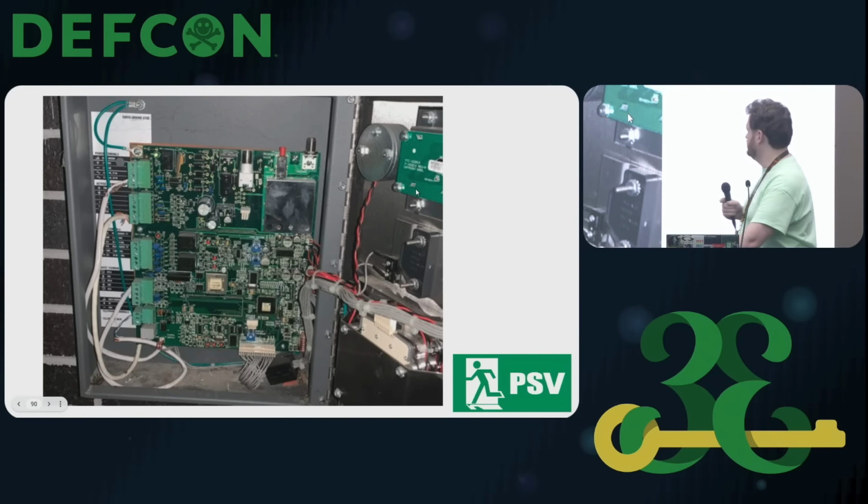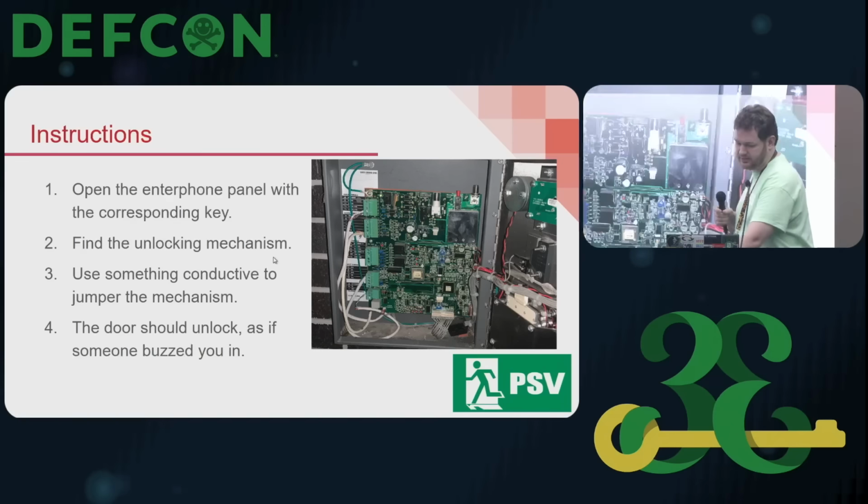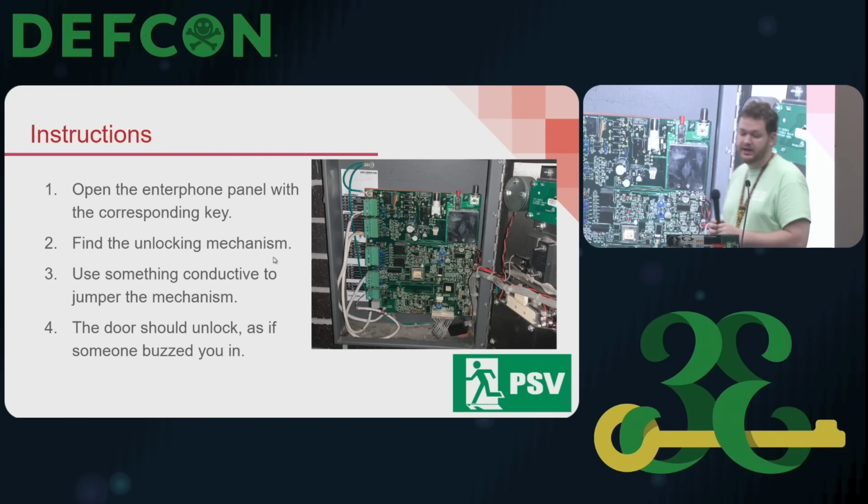So this is what the circuitry looks like inside of the Enterphone. Once you have the key for the Enterphone, this is the system you are going to be greeted with and need to know how to understand in order to bypass it in an effective way. So the instructions are going to be unlocking the Enterphone panel with any of the keys.